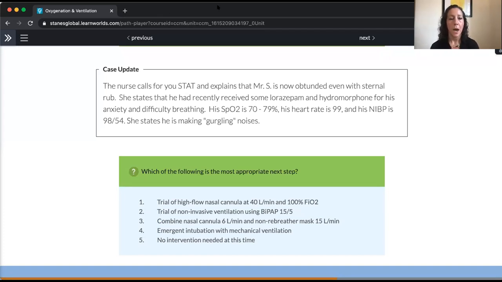Okay, sorry. Which of the following is the most appropriate next step for Mr. S? One, a trial of high flow nasal cannula at 40 liters per minute and 100% FiO2; two, a trial of non-invasive ventilation using BiPAP 15 over 5; three, combined nasal cannula 6 liters per minute with non-rebreather mask 15 liters per minute; four, emergent intubation with mechanical ventilation; or five, no intervention is needed at this time. 1, 2, 3, 4, or 5.